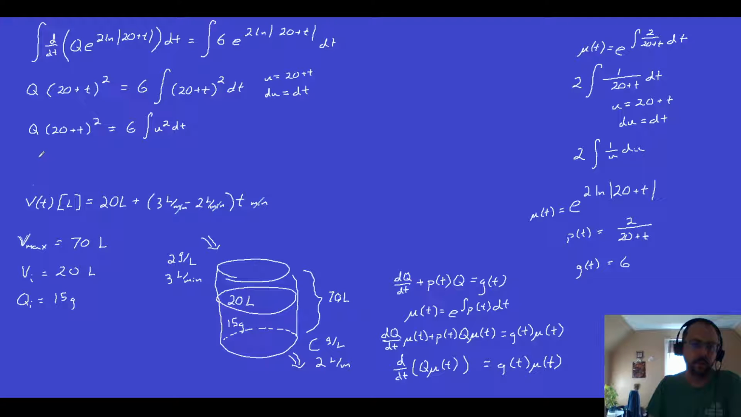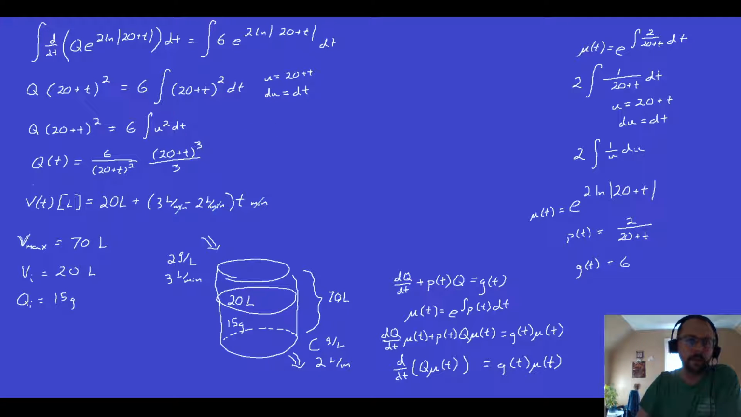Yeah, so Q equals Q of t. I'm going to go ahead and divide both sides by this. So we have 6 over 20 plus t squared times u, except I'll go ahead and fill in the u. u is 20 plus t, so 20 plus t cubed divided by 3.